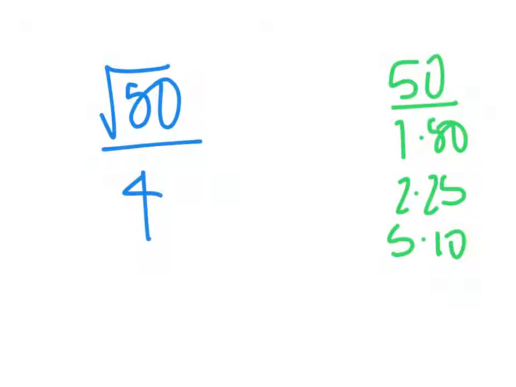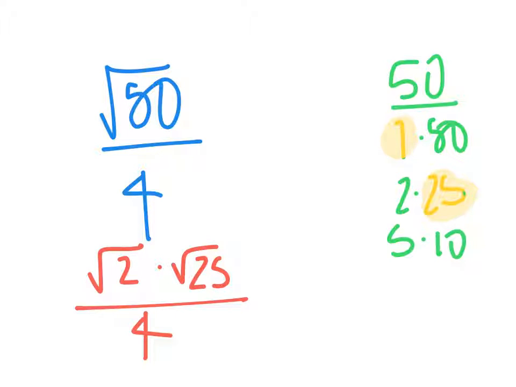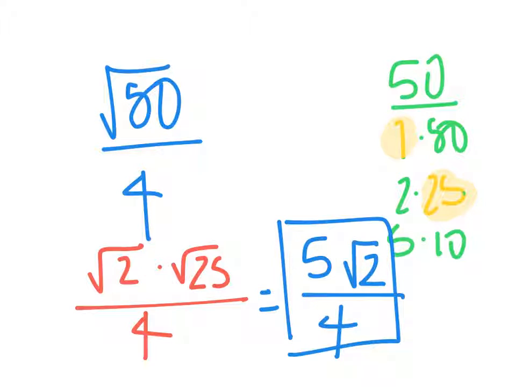If I look for perfect squares here, 1 is a perfect square and 25 is a perfect square. So that means I can write the square root of 50 as the square root of 2 times the square root of 25, over 4. Well, can I take the square root of 2? No. Can I take the square root of 25? What is that? So I end up with 5 outside and my square root of 2 on the inside and 4 on the bottom. So it worked out to be the same answer. If you got the square root of 50 over 4, you just didn't finish the problem.